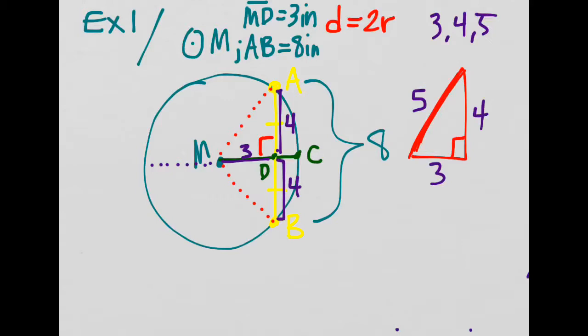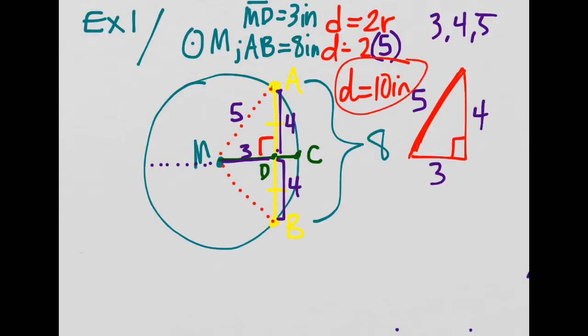All right, so now I know this distance here to be 5. So if my radius is 5, and I double that, I should get my diameter. So my diameter is equal to 10 inches. There you go. Quite a lot of work just to find the diameter of that one, I know.